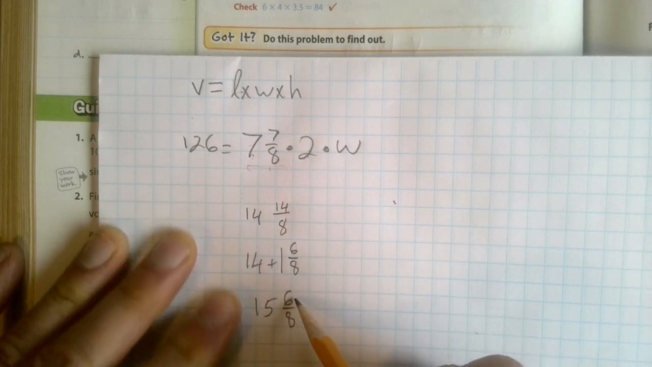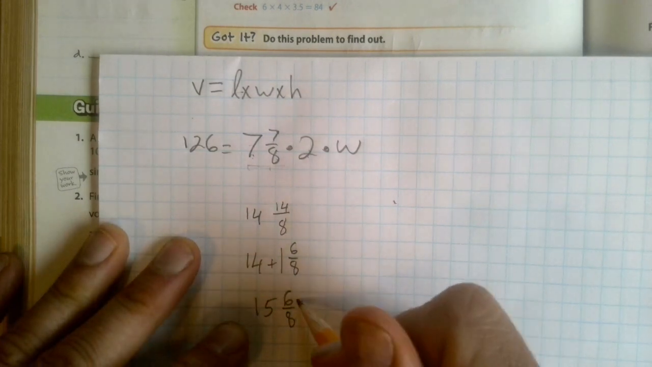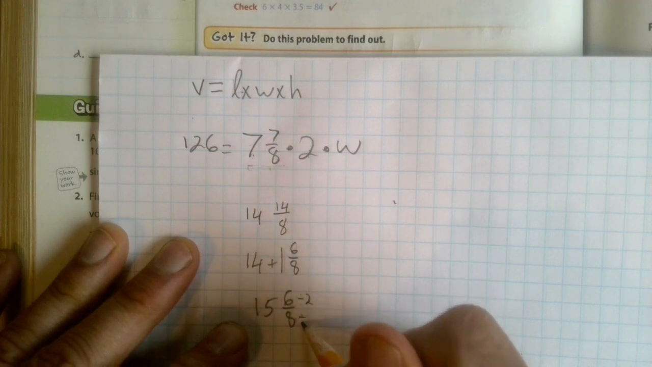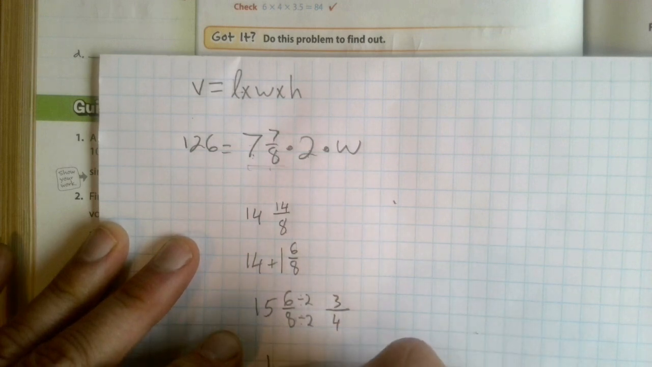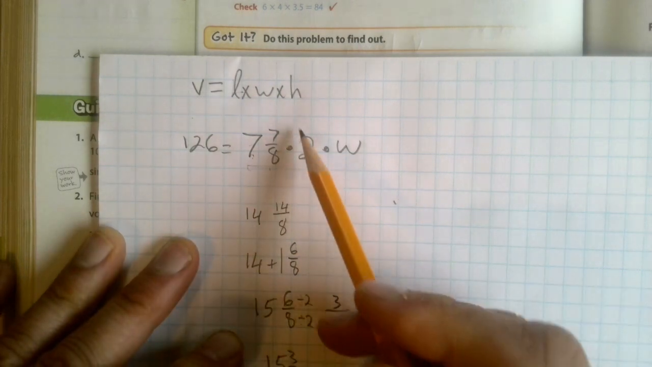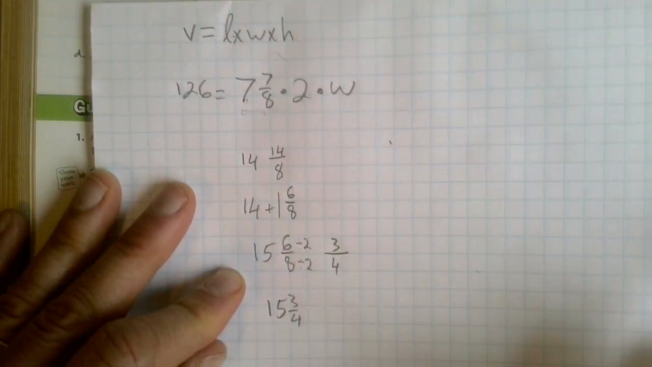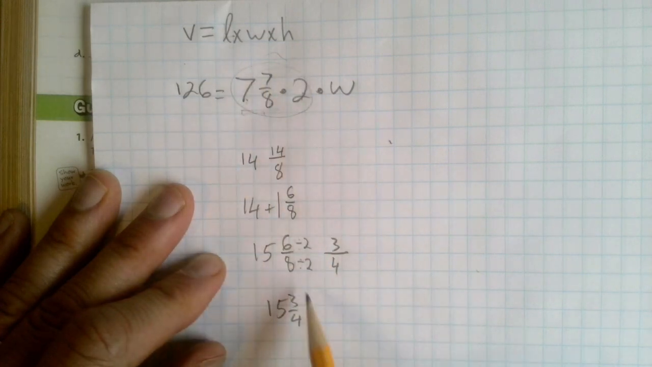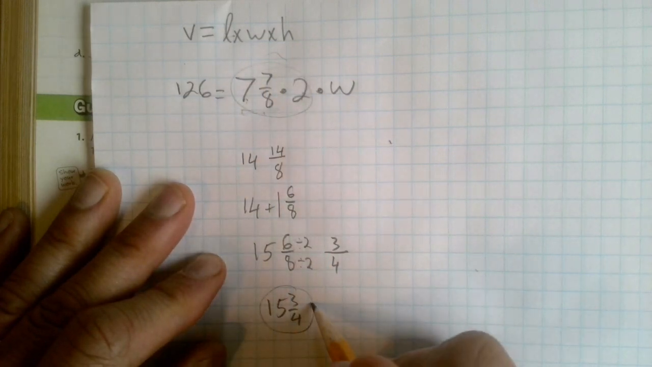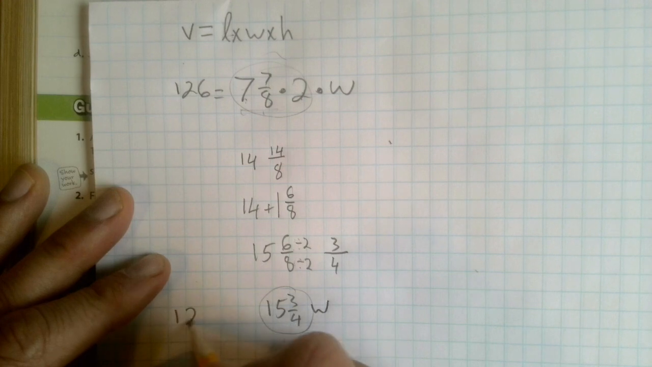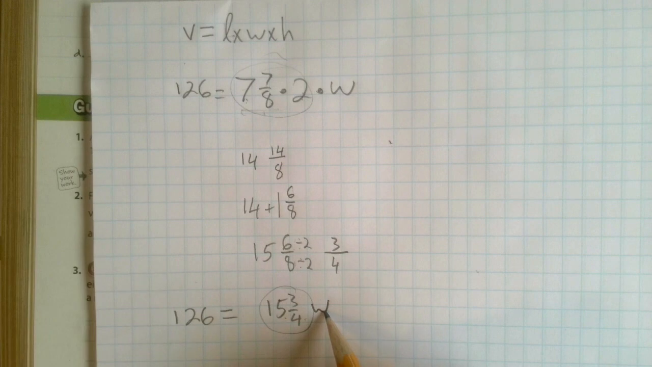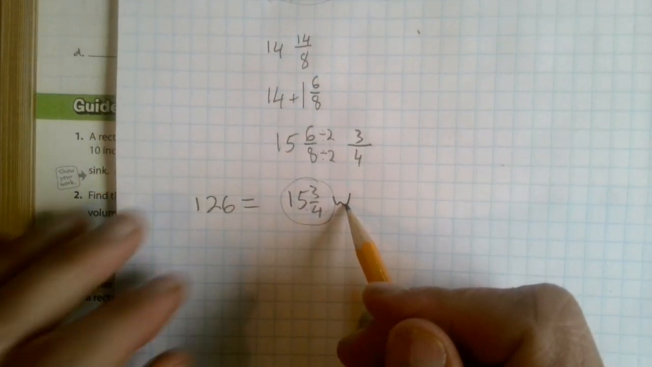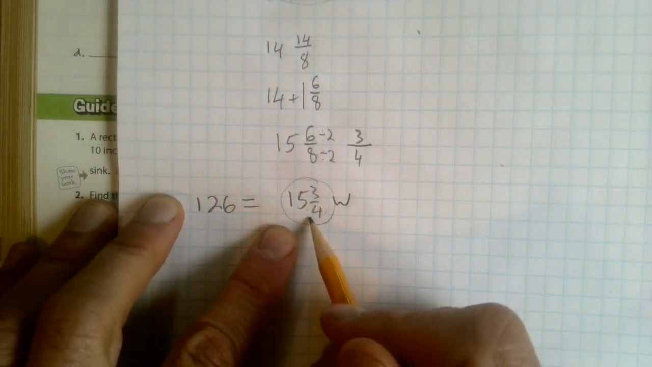If you reduce 15 6/8, you can divide both parts by 2, and the 6 becomes a 3, and the 8 becomes a 4, which means it's 15 3/4. So all of this, 7 7/8 times 2, is 15 3/4 times W. Now you have 126 equals 15 3/4 W. So how do we get the W by itself? We have to divide both sides by 15 3/4.